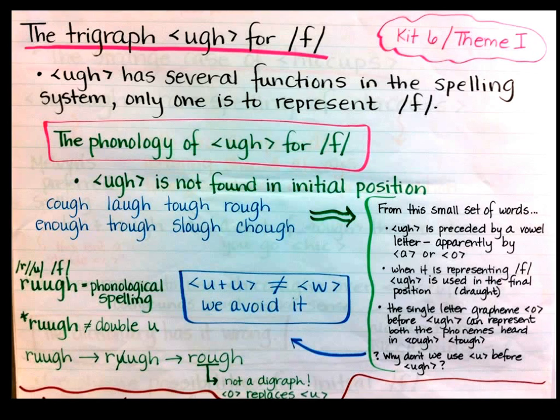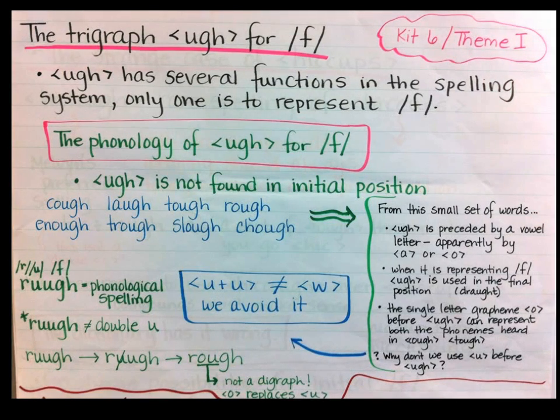Why don't we use a U before the UGH? It's because we don't, in English, put two U's together. We already have what is known as a double U, and so we try to avoid it. Because of that symbiotic relationship between the O and the U and the positioning of the vowels, the next letter that we would grab onto, if we can't have a U, would be an O. ROUGH is in and of itself a very interesting word for you to analyze because it hits on so many of the concepts that are inside this theme.